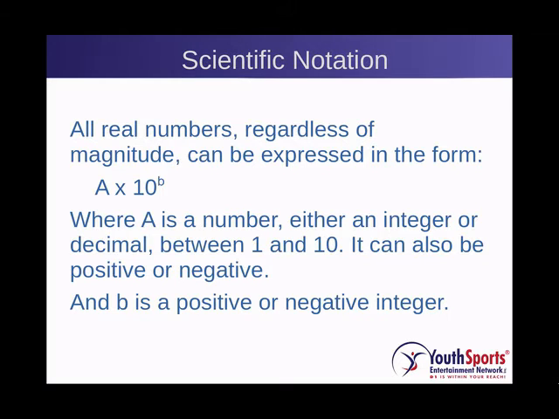Now we'll be talking about scientific notation. All real numbers, no matter how small or how big in magnitude, can be written in this form: a times 10 to the b. A is a number. It can be an integer or a decimal between 1 and 10. It can also be positive or negative. And b is an exponent, which is a positive or negative integer.